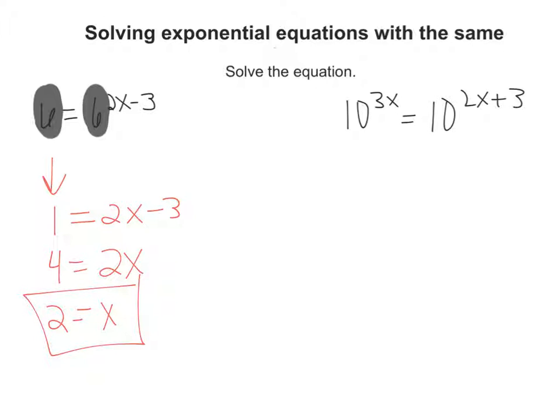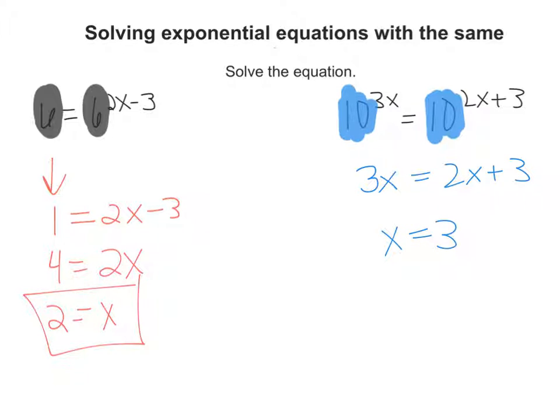If we look at the next problem to our right here, again, same base. This has a base of 10. This also has a base of 10, so I can go ahead and set their exponents equal to each other. So 3x is equal to 2x plus 3. If I subtract 2x on both sides, x equals 3.